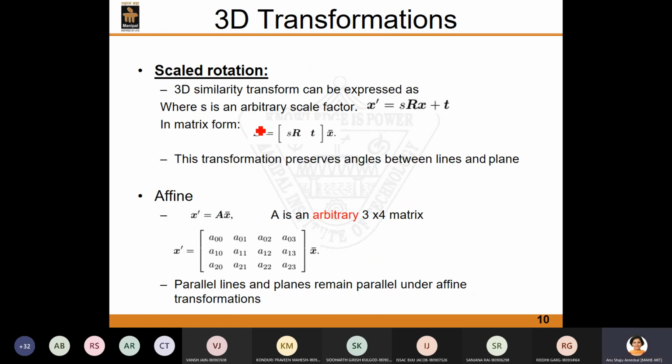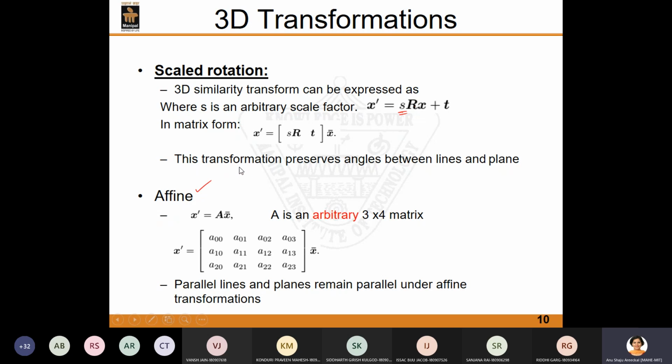Now next is the scaled rotation. In scaled rotation, we also add a scaling factor. So there is a scaling factor along with rotation as well as translation. The matrix is written in this form where you have x dash is equal to SR, T, and X here.